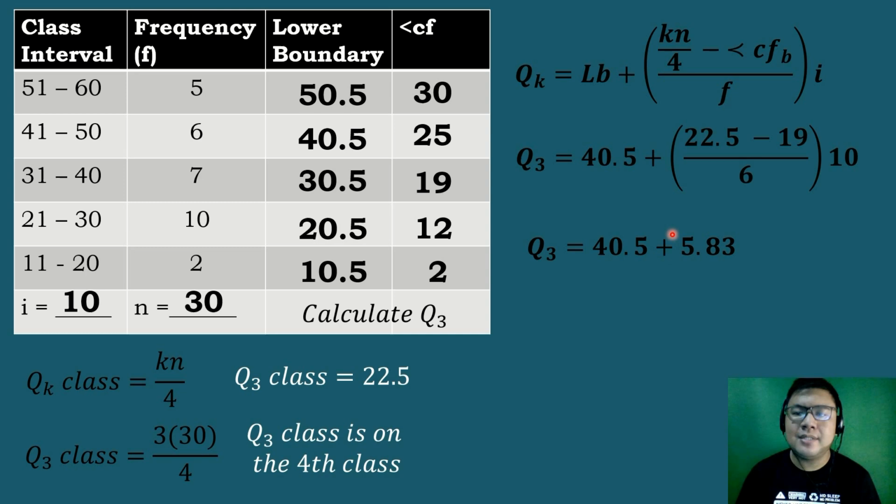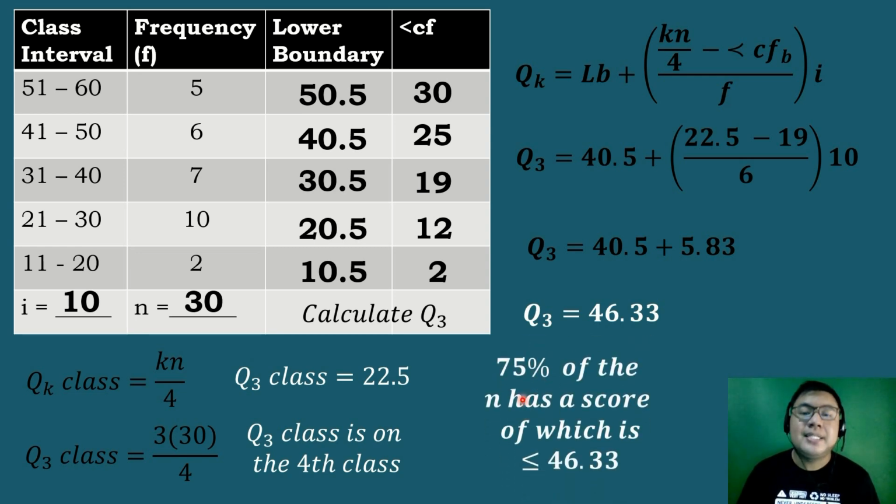And then we will just simplify this. Bring down 40.5 plus 22.5 minus 19, which is equal to 3.5. 3.5 times 10 is equal to 35, and then 35 divided by 6 is equal to 5.83. Adding these two numbers, we will get 46.33. If we interpret this, quartile 3 is equal to 75%. Therefore, 75% of the total number of frequency has a score which is less than or equal to 46.33.